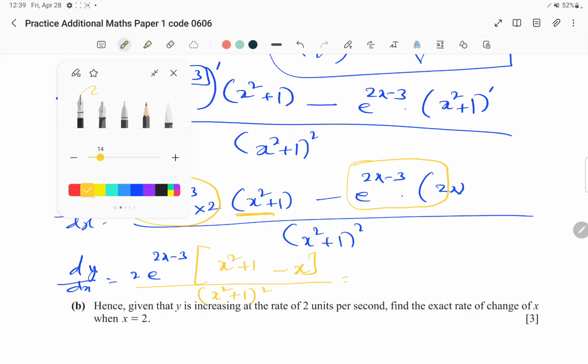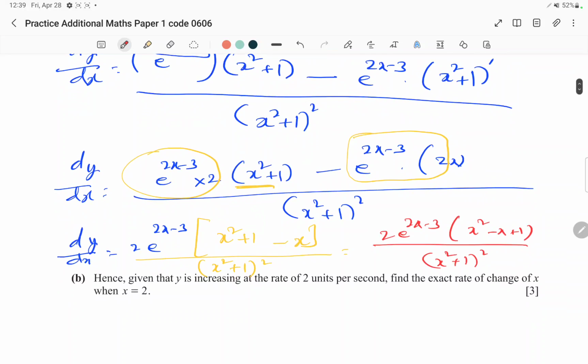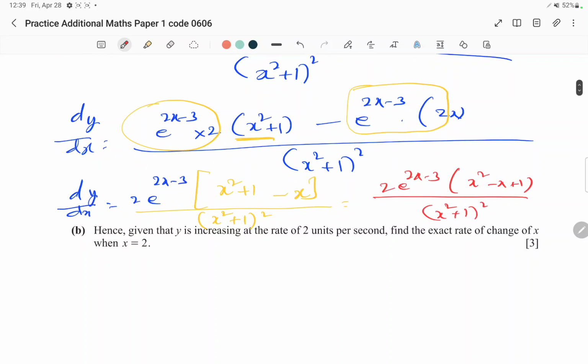Then finally what will be the answer? Your answer will be twice of e to the power 2x minus 3 times x squared minus x plus 1 over x squared plus 1 whole squared. So this should be your answer. Okay, now come to the next question.